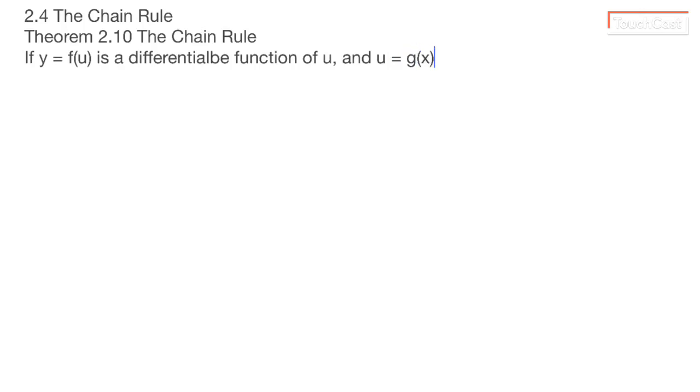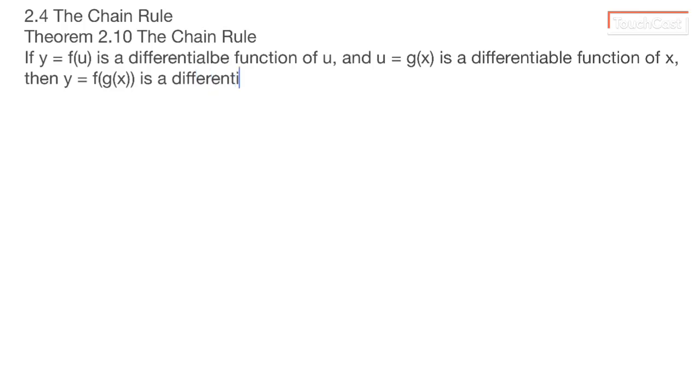Now, the chain rule states that if y is equal to f of u, which is a differentiable function of u, and we have u is equal to g of x, which is a differentiable function of x, then y is equal to f of g of x is a differentiable function of x. And there's a couple ways we can write the notation for the derivative.